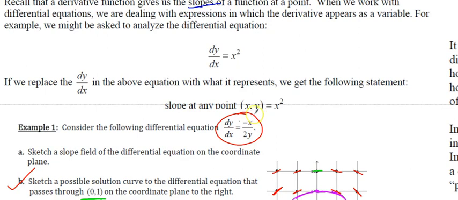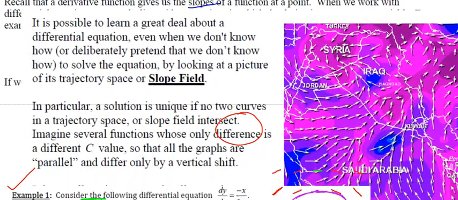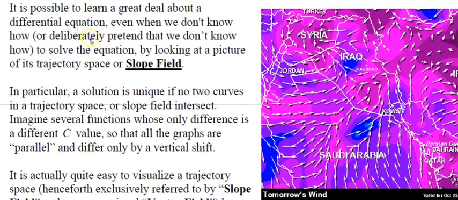Now consider the following example, a differential equation where dy/dx is negative x over 2y. Before that, I would like to explain where you use the slope field. It is possible to learn a great deal about a differential equation when we don't know how to solve the equation. The slope field looks like this.